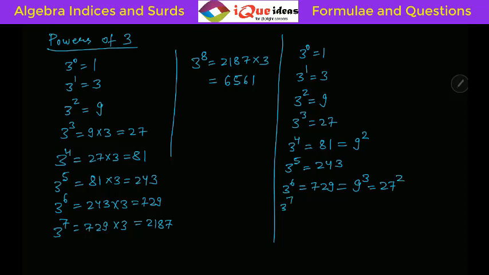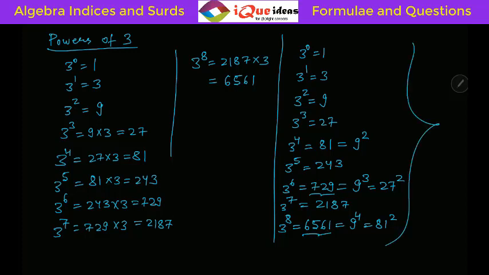3 raised to the power 7 is equal to 2187, and 3 raised to the power 8 is equal to 6561. As you can see, it is equal to 9 raised to the power 4, and it is also equal to 81 square. So here the more important numbers are 729 and 6561, because they can be written in many ways. Alright, so though all the numbers are important, the more important ones are 729 and 6561.